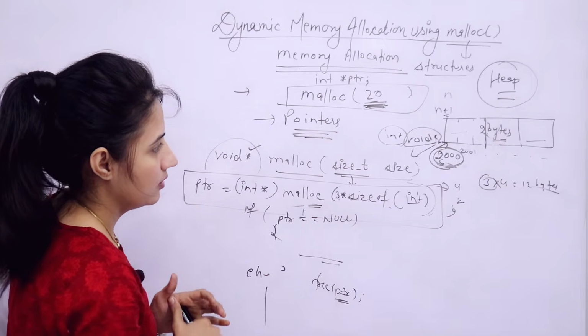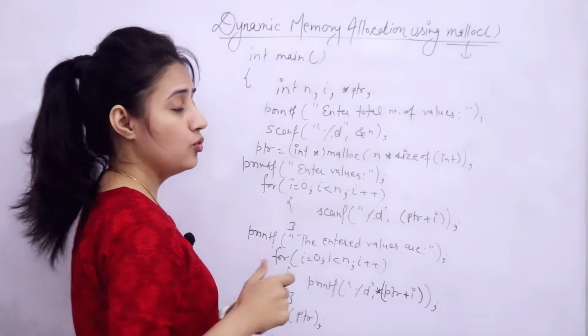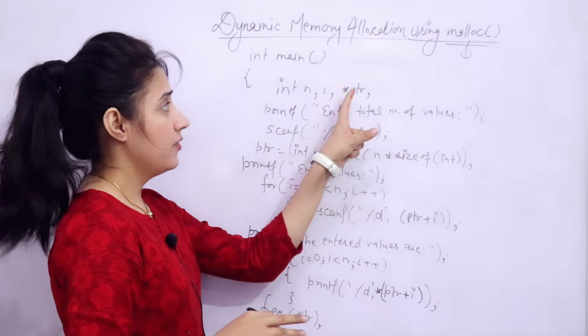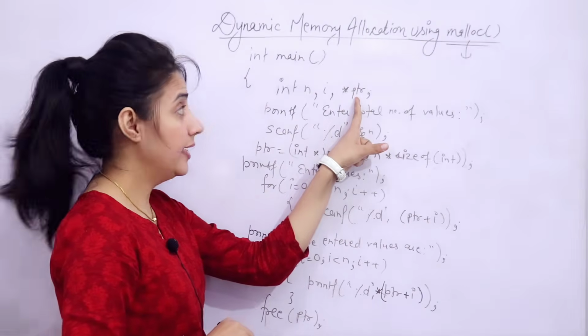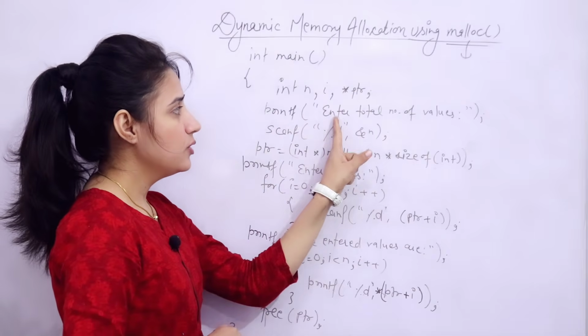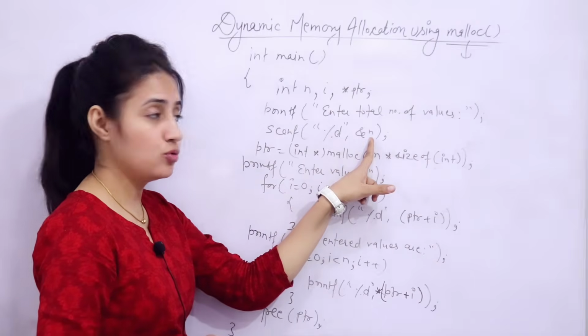Now let me write down a simple program. This is the simple program. I just want to ask the user for some values and print those values, right. So I have taken one integer pointer, an n variable and an i variable. I'll ask the user to enter the total number of values, and in n I am going to store that.